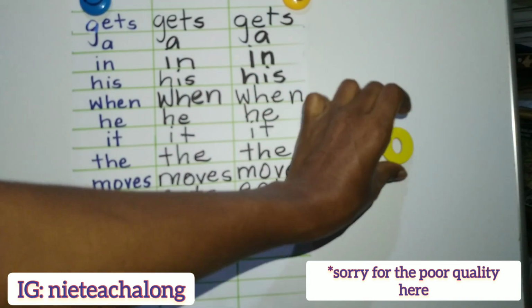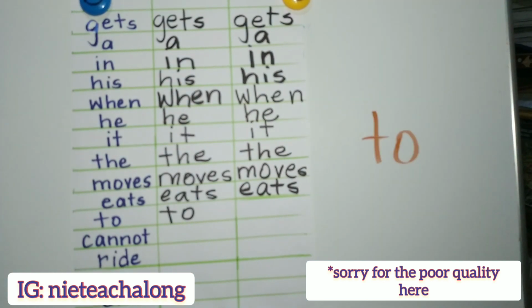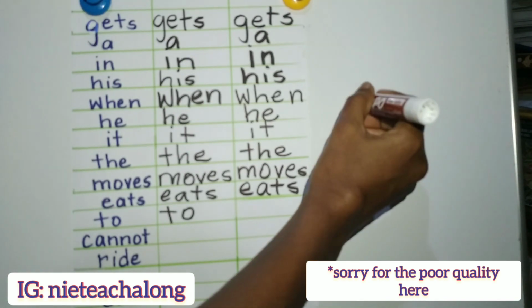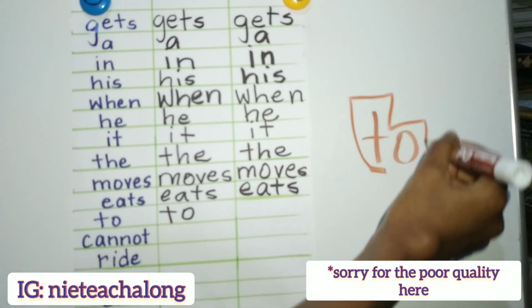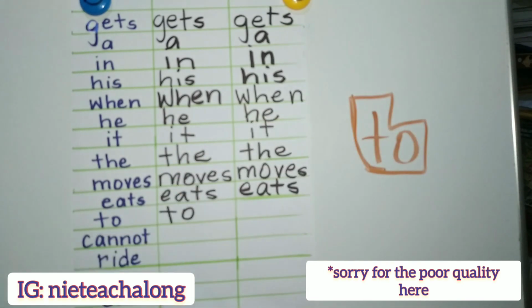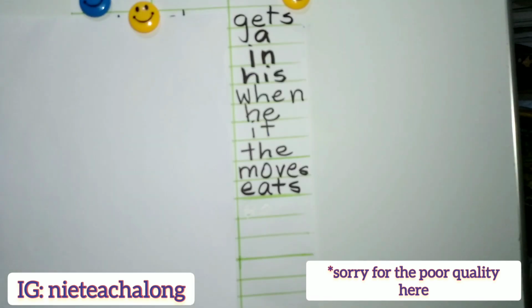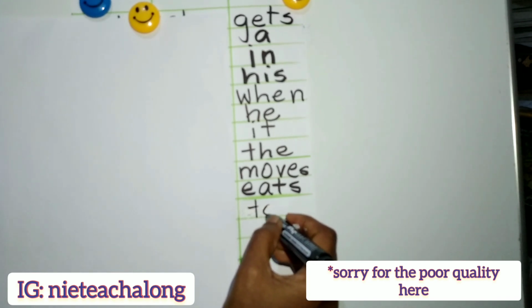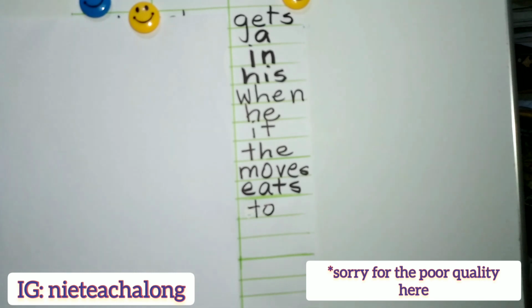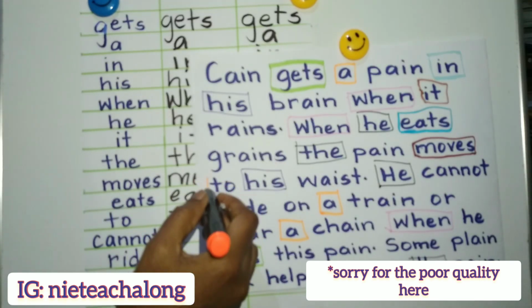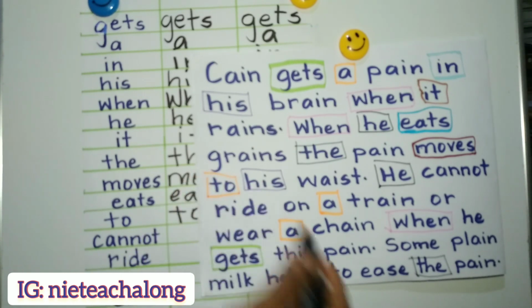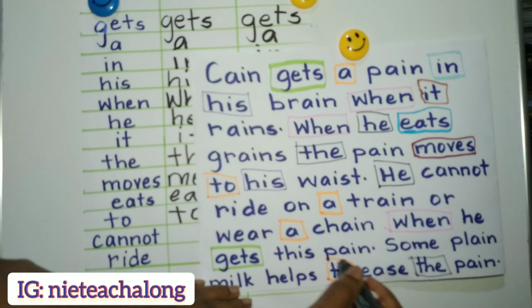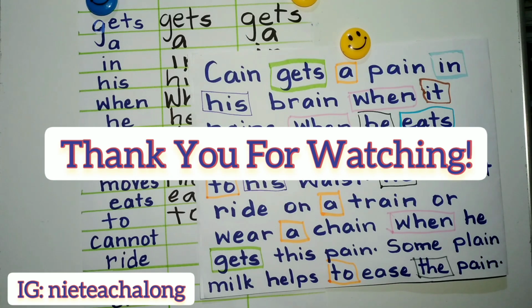T-O. Shape the word. Tall letter. Short letter. Two. Let's write the word two. T-O, two. Let's highlight the word two. T-O, two. T-O, two.